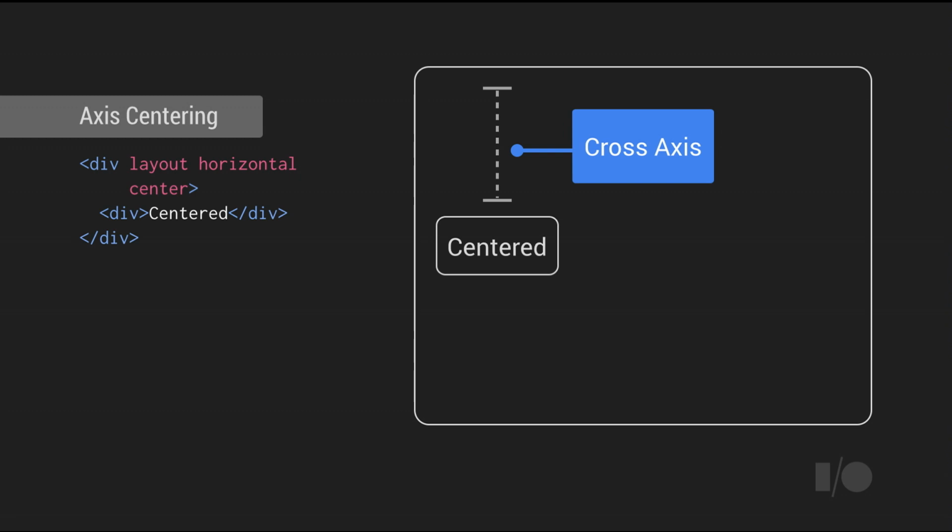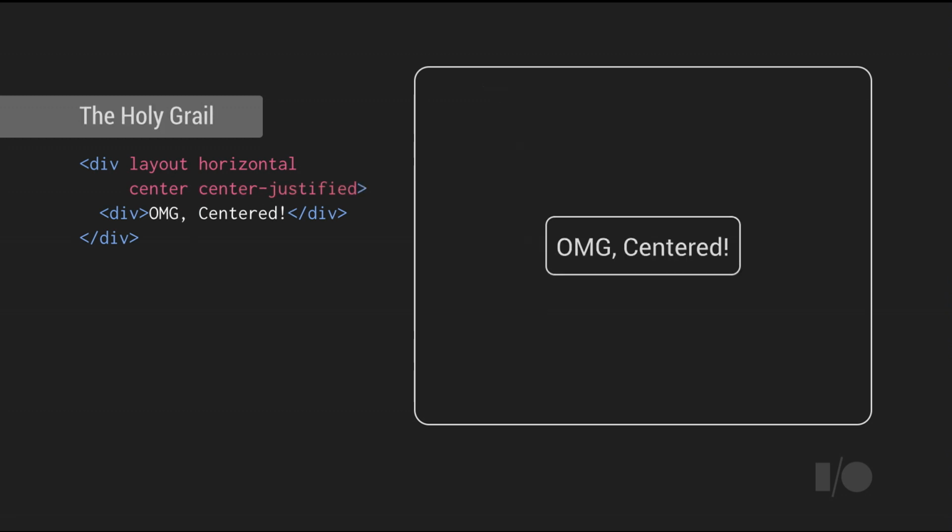I've also got a cross axis, which is always going to be flowing perpendicular to my main axis. And if I'd like to center a child in the cross axis, I just pass a center attribute. Now, if I combine these attributes, center justified and center, I get sort of like the holy grail of layout, which is vertical and horizontal centering. And I don't have to write any CSS to do this, okay? I just get that from using attributes, which is awesome.